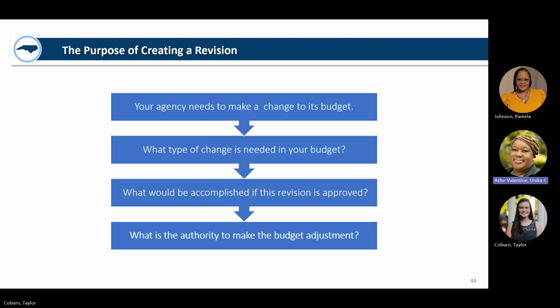When creating a budget revision, you know that you need to make an adjustment to your budget. But what type of adjustment is needed? Is it a realignment? Are you establishing a position? Are you budgeting up a federal grant, consolidating a fund? What will be accomplished if this revision is approved, other than undesirable negatives on your 701 report? How does the adjustment benefit your agency? Most importantly, does your agency have the authority to make the adjustment? After you have thought through this process, you will have a better outcome in creating your budget revision.